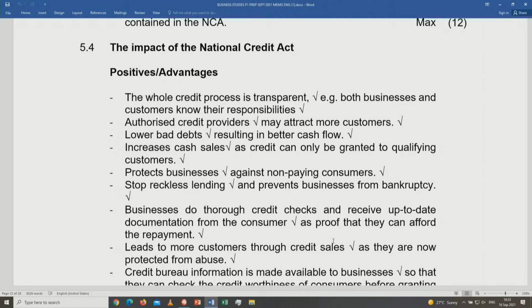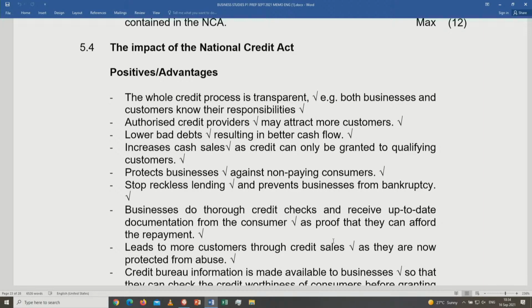The first response there: the whole credit process is transparent, 1 mark, e.g., both businesses and customers know their responsibilities, another mark. Authorized credit providers, 1 mark, may attract more customers, another mark. I'm sure you must have seen when you enter institutions that provide credit, for example, your banks, there's always a certificate that certifies that this is an authorized credit provider. And the moment you see that certificate, it reassures you that here I'm dealing with an authorized person, a legal person, and that may attract more customers. It's a positive. It lowers bad debts, resulting in better cash flow.